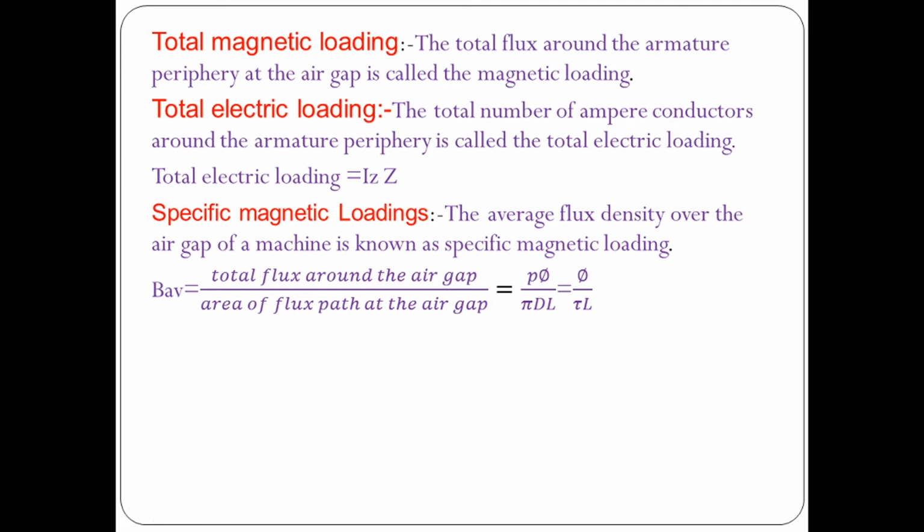According to the definition, the pole pitch is pi D by P. So the pole pitch is given by pi D by P.